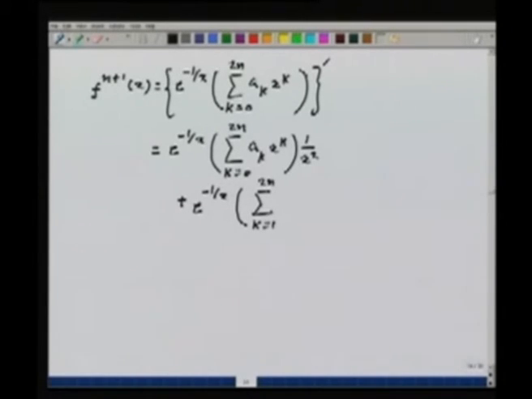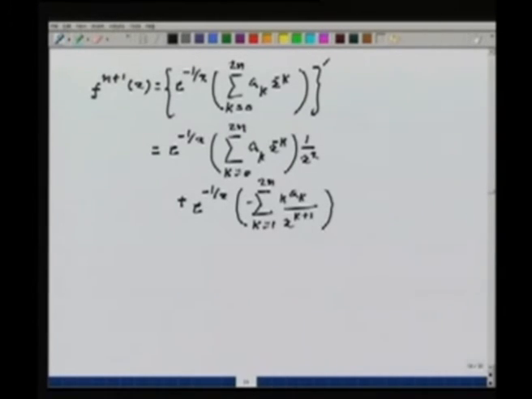So f_{n+1}(x) is e to the power minus 1 by x times the polynomial at 1 by x. So I have the power minus here, and then I differentiate. What I get is, from k equals 1 to 2n, with a minus sign, a_k divided by x to the power k plus 1 times k. This is what I get.